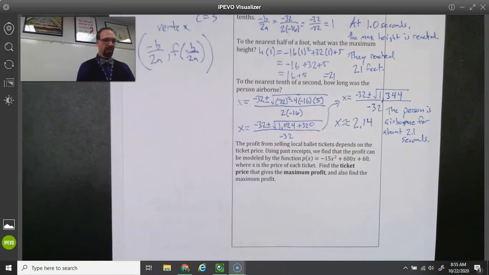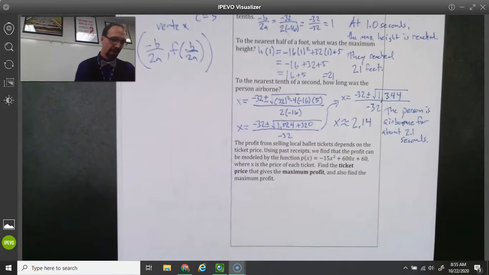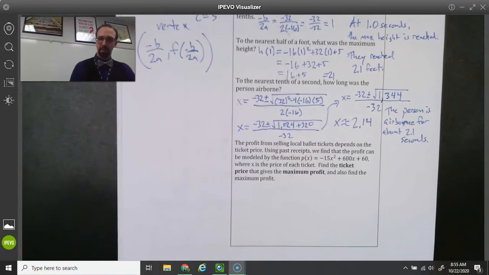The profit from selling local ballet tickets depends on the ticket price. Using past receipts, we can find that the profit can be modeled by the function p of x, so profit of x, equals negative 15x squared plus 600x plus 60, where x is the price for each ticket. Find the ticket price that gives the maximum profit and also find the maximum profit.